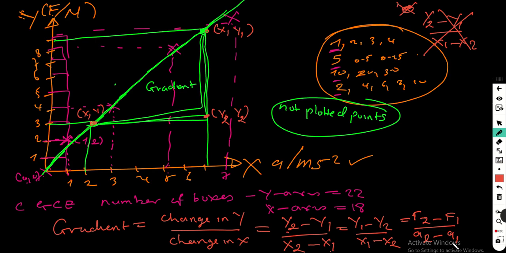After you calculate the gradient, the next thing you do is look at the significance of the gradient. Not of the graph. What do you mean by significance? Significance is asking which physical quantity the gradient represents. They're asking what physical quantity the gradient represents.